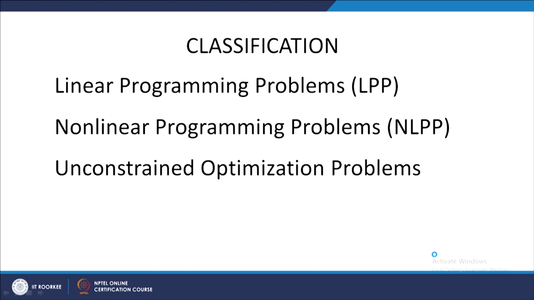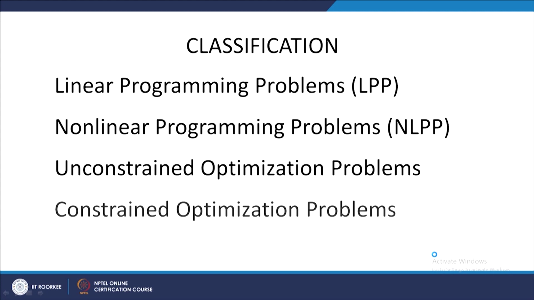Now, it may be possible that the problem does not have any constraints. So, in such a situation the problem is called an unconstrained optimization problem. However, the moment even a single constraint is imposed on the decision parameters, then it is called a constrained optimization problem.